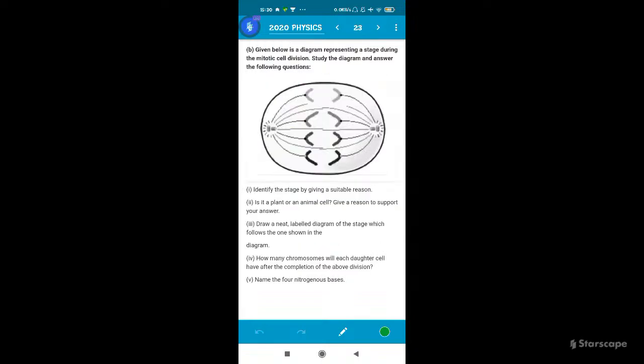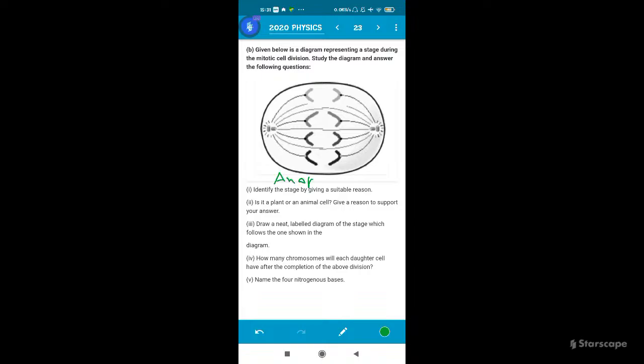This is from the chapter cell division. Given below is a diagram representing a stage during the mitotic cell division. Study the diagram and answer the following questions. So your first question is, identify the stage by giving a suitable reason. So which stage is this? I hope you all know this stage is anaphase, because you can see that the chromosomes, or you can say the sister chromatids, not the chromosomes, the sister chromatids are being pulled apart to the two poles. So the answer will be anaphase.